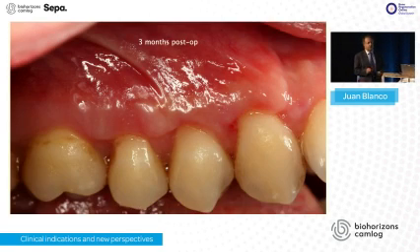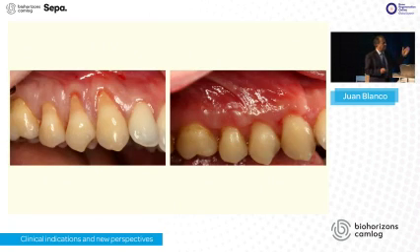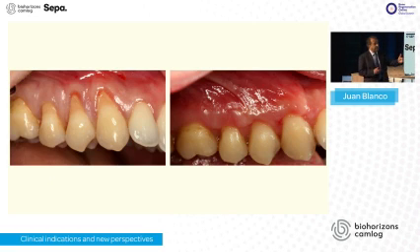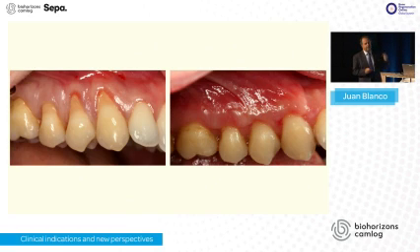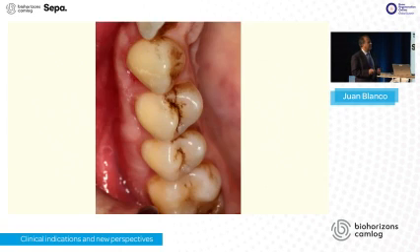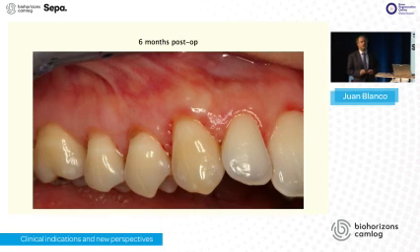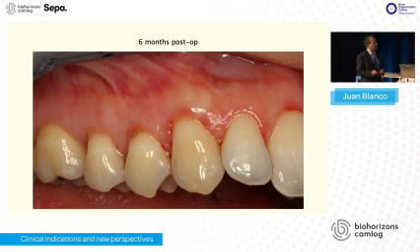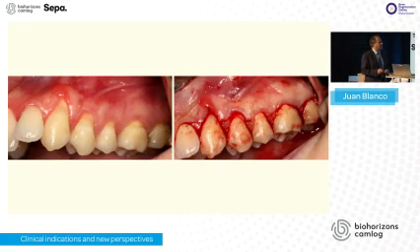This is 3 months post-op. You can see before and after, and I would like you to take a look at the keratinized gingiva before and after 3 months. Because when we see the picture 3 months later, this means a 6 month follow-up, even the keratinized tissue is going to increase, not only in thickness, but also in height, as you can see clearly here. 6 months follow-up, 6 months healing.